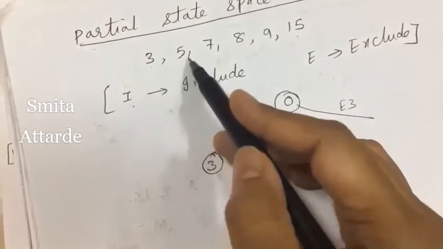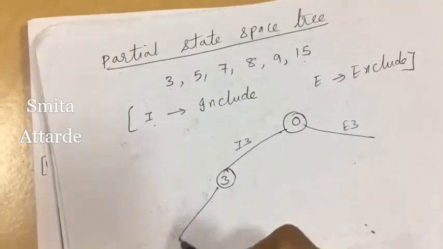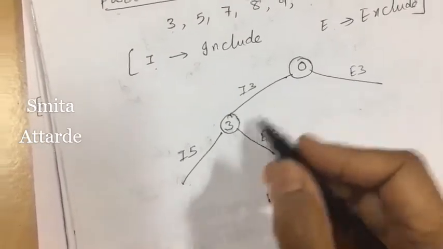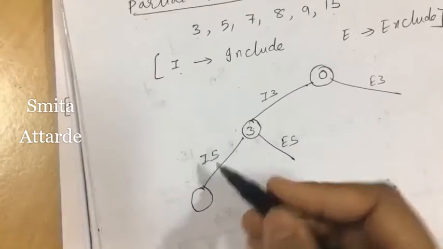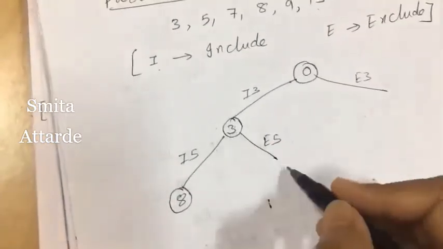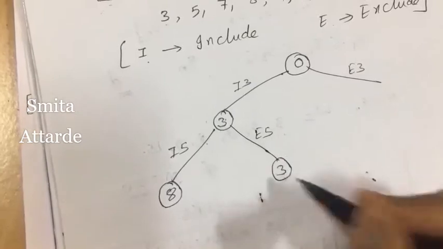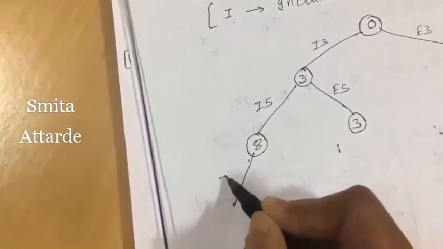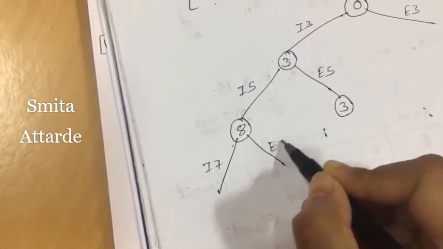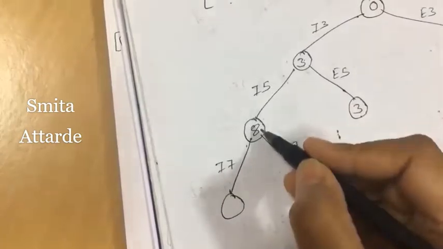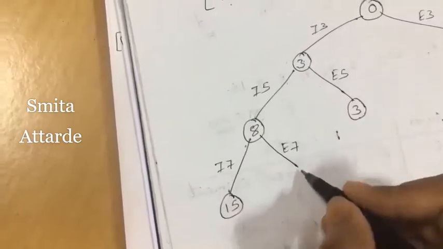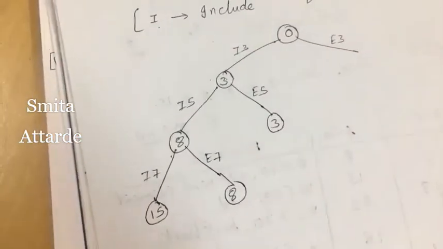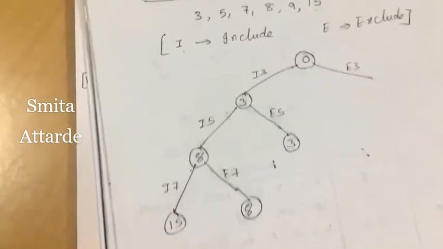Now after 3, what is the next element? 5. So here I can include 5 or I can exclude 5. If I include 5, I'll get 3 plus 5, sum as 8. If I exclude 5, I'll get the sum as it is, 3. Now after 3 and 5 you have 7. So again, include 7 or exclude 7. If I include 7, I get 8 plus 7, 15. If I exclude 7, I get 8 as it is. So always there are two choices, include and exclude.